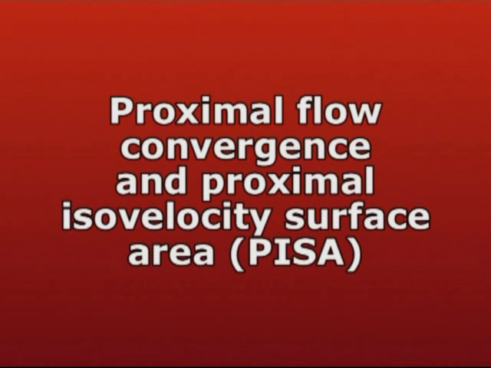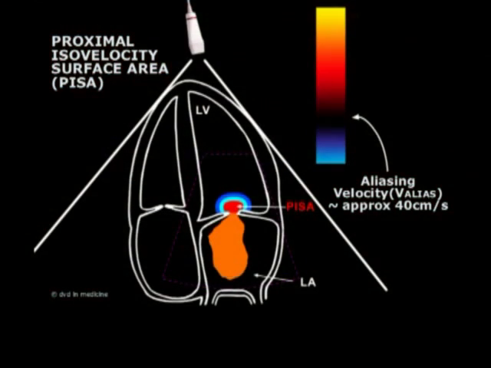Proximal flow convergence and proximal isovelocity surface area, or PISA. This method can be used for estimating the area of the regurgitant orifice, which is usually hard to measure directly because the actual regurgitant orifice is dynamic, functional, and three-dimensional.